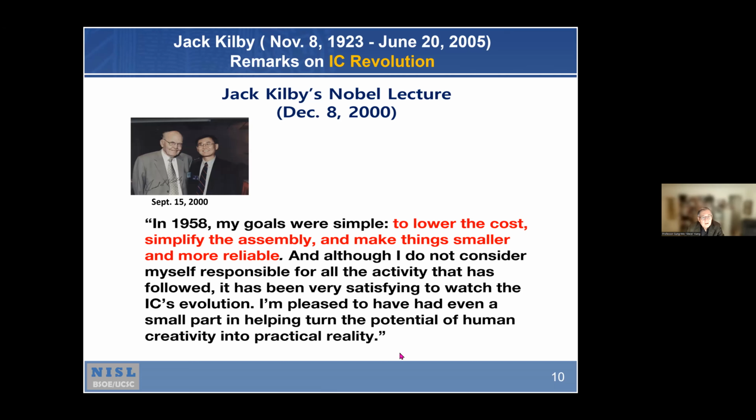But really, turning human creativity into practical reality was achieved through the invention of the integrated circuit. Imagine what we would do without the integrated circuit. We wouldn't have a cell phone, for instance. So the hardware technology is important, and it's not going to end today. There will be new kinds of hardware with innovation down the road.